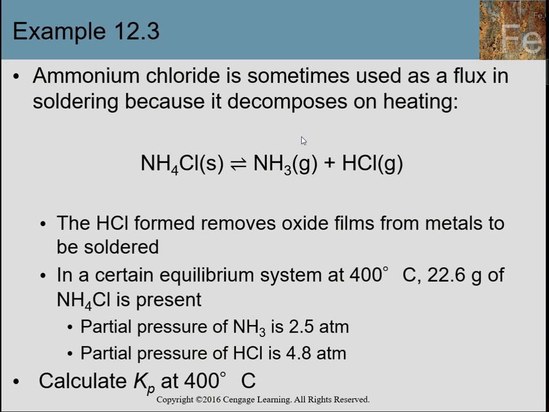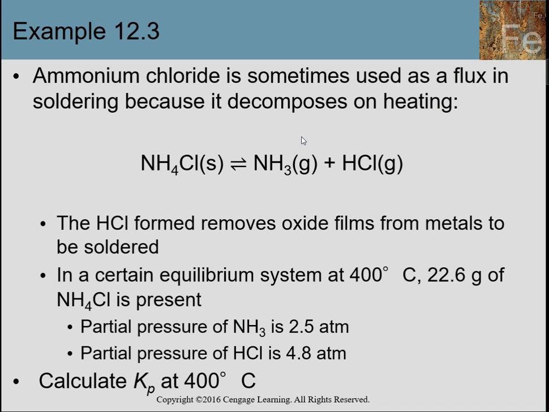Okay, so example number 12.3 in your textbook talks about this ammonium chloride reaction. Ammonium chloride, which is a solid, is sometimes used as a flux in soldering because it decomposes when heated, meaning it'll break down into two gaseous components, ammonia and hydrochloric acid, or HCl fumes. So both of those in this situation are gases when this material is heated excessively. The HCl is what removes oxides from metals so that you can cleanly solder. That's why that was thrown in there.